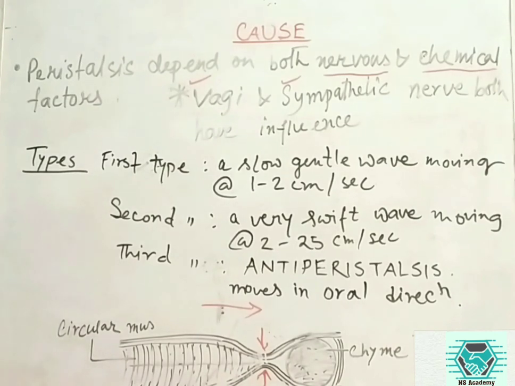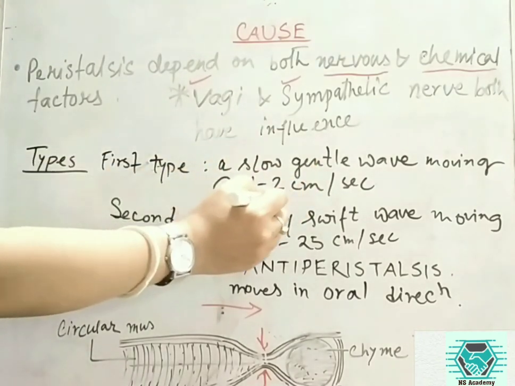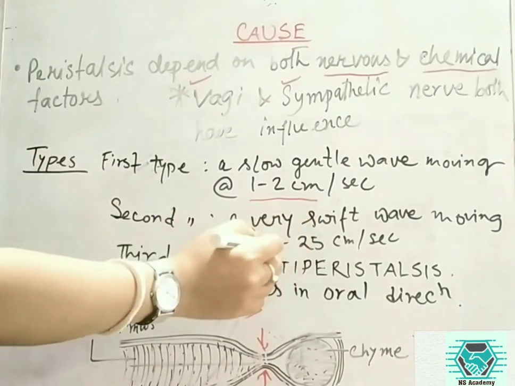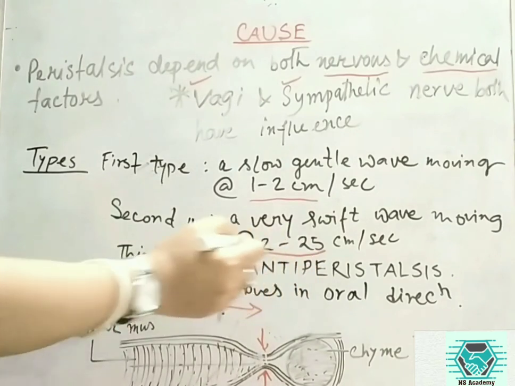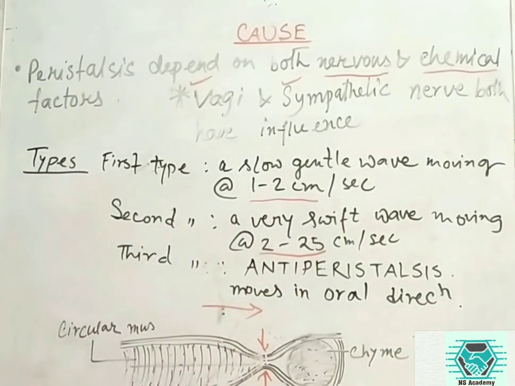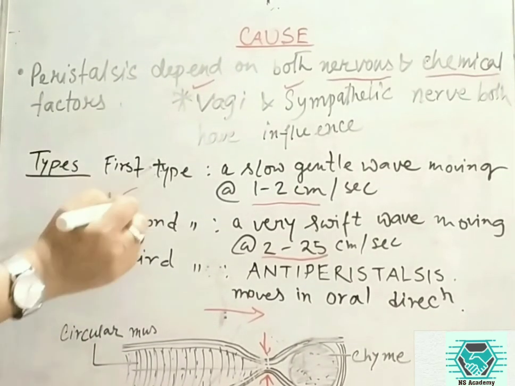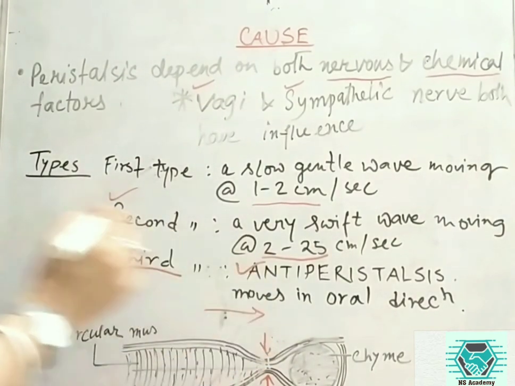Peristalsis is of 3 types. The first type is a slow, gentle wave moving at the rate of 1 to 2 centimeters per second, and it dies out easily after traveling a short distance. The second type is a very swift wave traveling the entire length of the small gut at the rate of 2 to 25 centimeters per second.